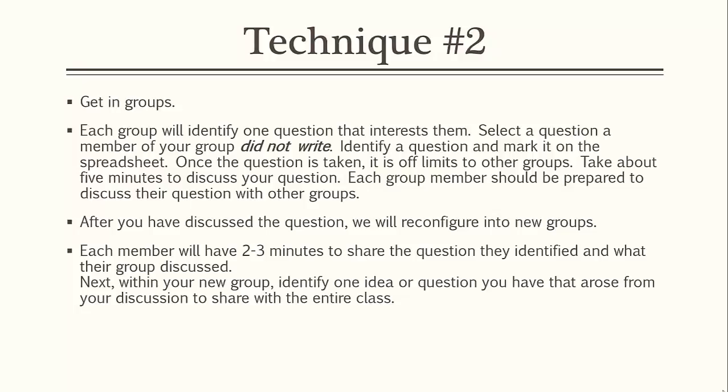So now if there's 4 groups in the class, right, we're going to reconvene so that group 1 has a member from each of the 4 groups in their group. It's a jigsaw group. And then each member has a few minutes to share the question that they looked at and what their group discussed. And then within this new group, they sort of think about, well, what's an idea or a question that we have that came from this discussion that we really want to share and talk about with the entire class.